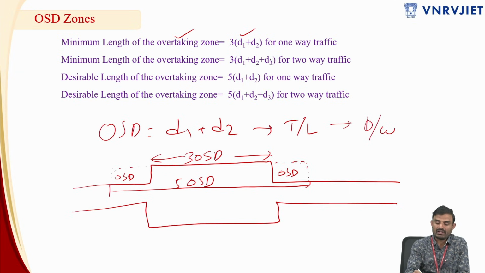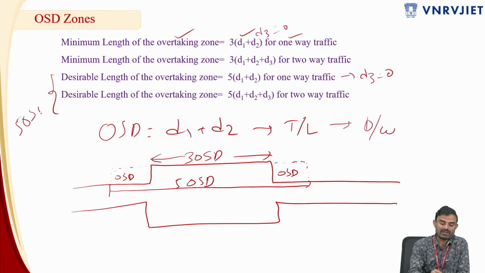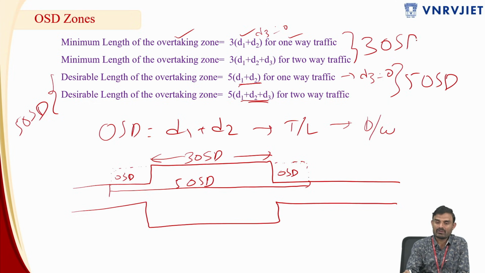And again the same thing, D3 will be 0 in terms of one-way traffic because you don't have vehicle C. So D3 becomes 0 over here, and D3 becomes 0 here in this case. But these both correspond to the desirable length, which is 5 times OSD, and these two correspond to 3 times OSD. So these are the different values you need to remember for overtaking zones.